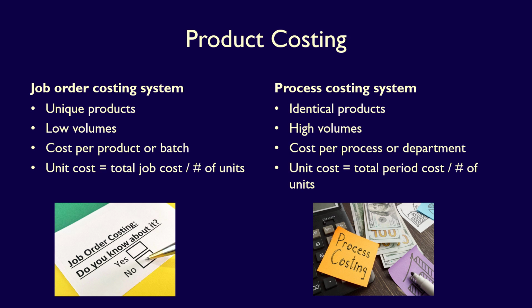Remember, job order costing systems are used in organizations where products or services are unique for each customer. Unit costs are high and volumes are low. Process costing is used when there is a large volume of identical products which generally have a low cost per unit.